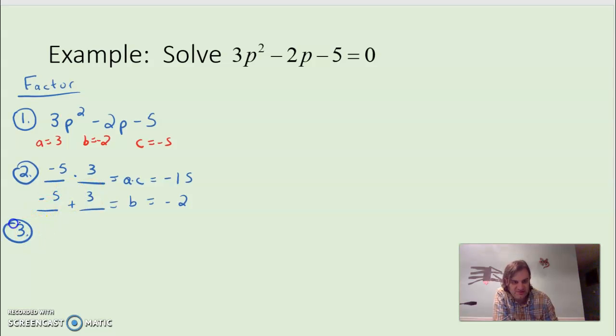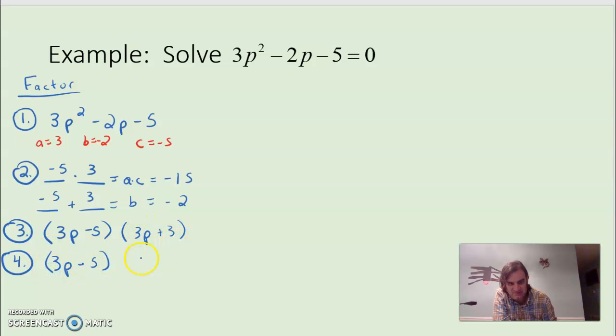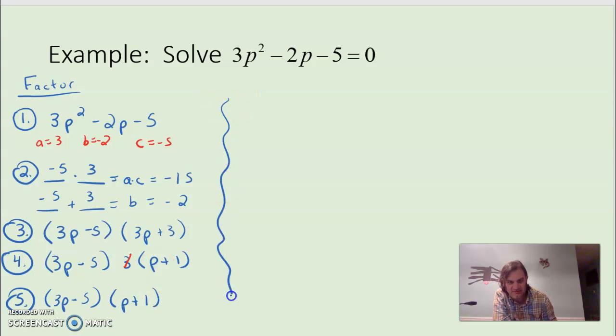Then you can set up your two factors, or at least preliminary. A goes in both, so 3p minus 5 and 3p plus 3. And remember, we ask ourselves, if we put too much in, can we pull anything out? Well, 3 and 5 do not have a common factor, but in the 3p plus 3 I can pull a 3 out. And remember, I throw that away here. So the thing I had on the left hand side factors into 3p minus 5 times p plus 1. So we have broken that apart.